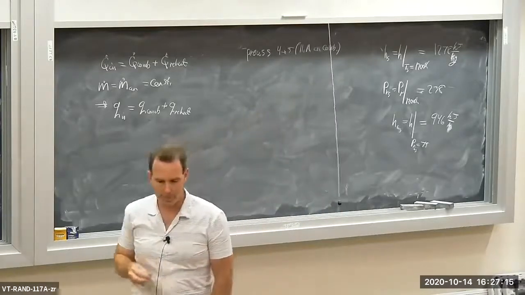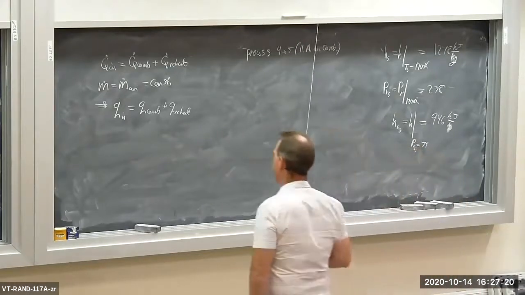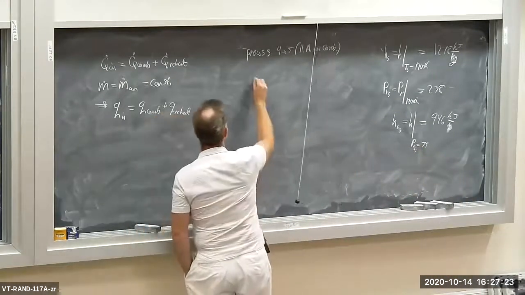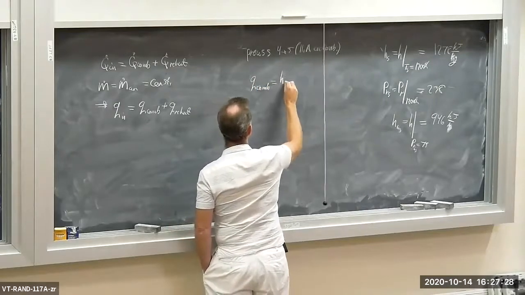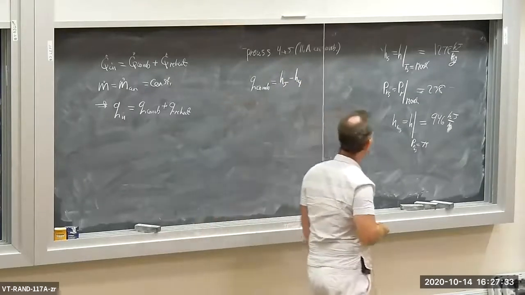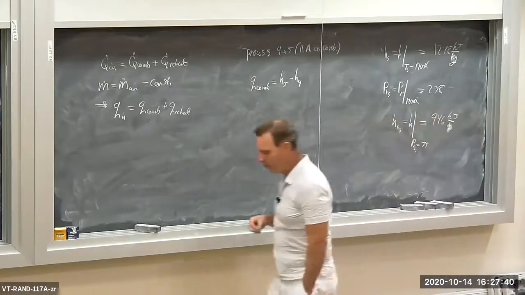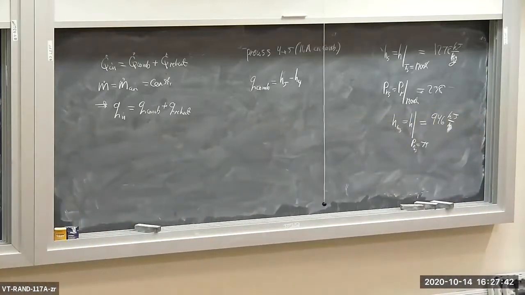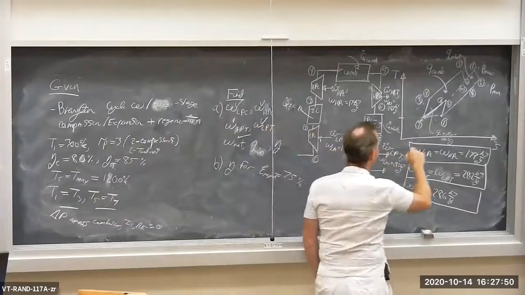Neglecting changes in kinetic and potential energy, steady state, no work, I get Q combustor is equal to the outlet enthalpy, H5, minus the inlet enthalpy, H4. Now, H5 I already have. It's 1278 kilojoules per kilogram. H4, what is H4? Let's look at state 4 here for a moment. So H4 is the high pressure compressor outlet state.